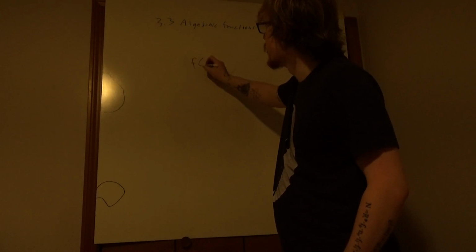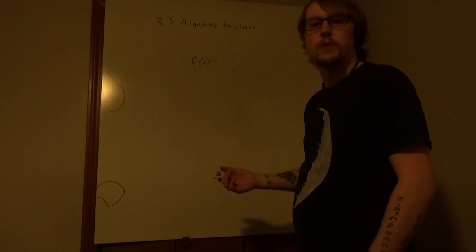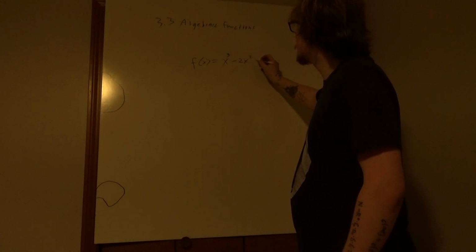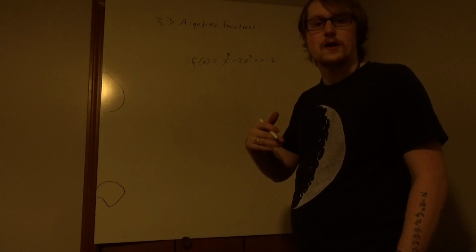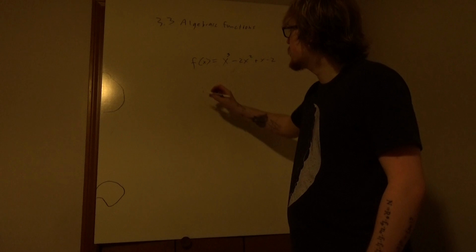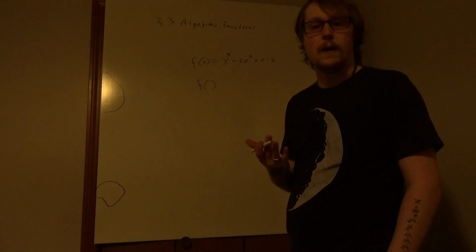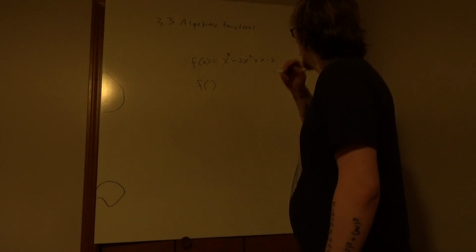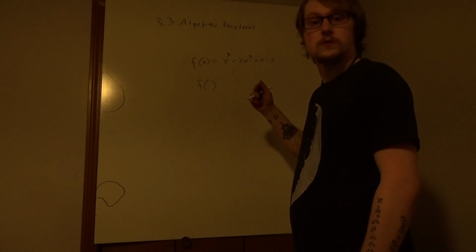So let's just come up with a function. Let's keep it fairly simple, and let's keep it to cubic functions. So let's say this is x cubed minus 2x squared plus x minus 2. Again, I just came up with that out of nowhere. It's just a random cubic polynomial. And now, let's try testing various x values to see if we can stumble upon a 0.